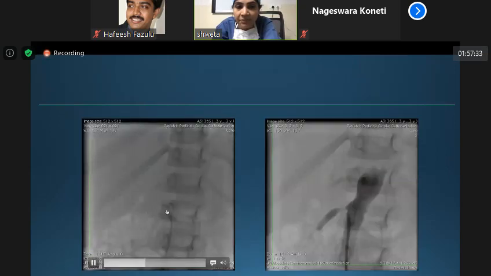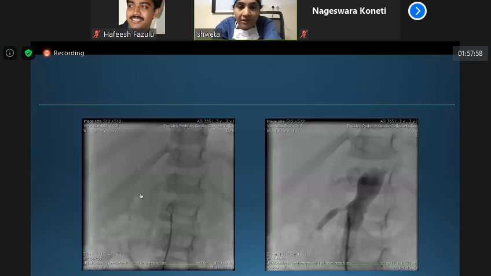Now you can see this. There is a right renal artery, which is severely obstructed at its origin. Left renal artery was even more obstructed, and even distally it was very small, less than 2 millimeter in size. So there was congenital abnormality of the renal arteries. You can see the right is more obstructed, but distally it was better.